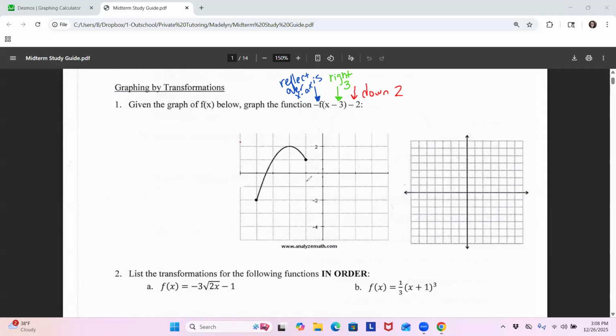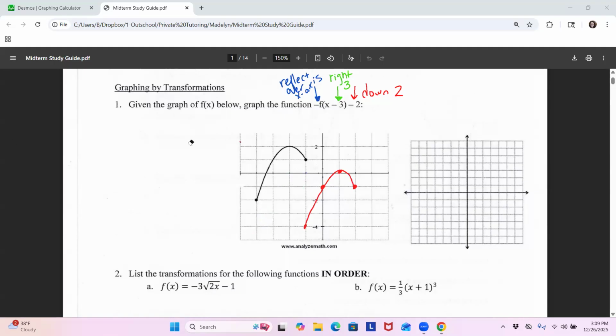So I'm going to come down 1, 2, down 1, 2, down 1, 2, down 1, 2. Okay, there's the down 2. And now I'm going to come right 3. 1, 2, 3. Okay, now I'm at the red.